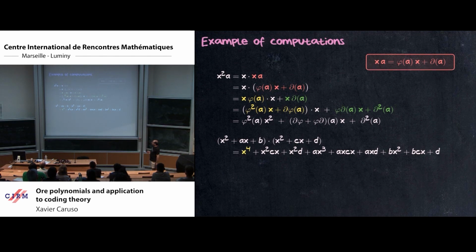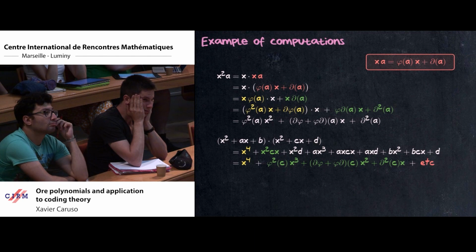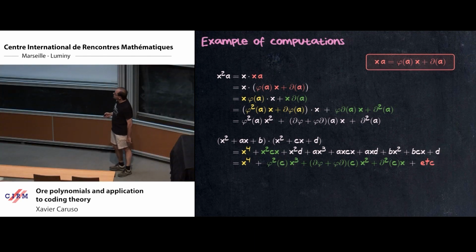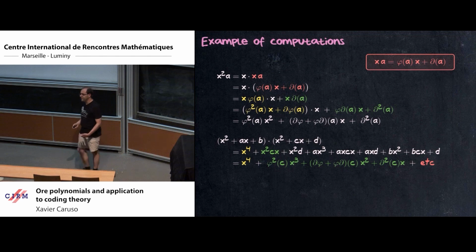And now x to the 4 is x to the 4. And the second summand, x squared times cx, you can rewrite using the expression of x squared times c from here. And you get this expression. And so on, you continue for the other summands. I don't want to be complete because the result is quite long. But this computation is here because I wanted to convince you that the rule I used to define the multiplication really defines the multiplication in this ring of polynomials.